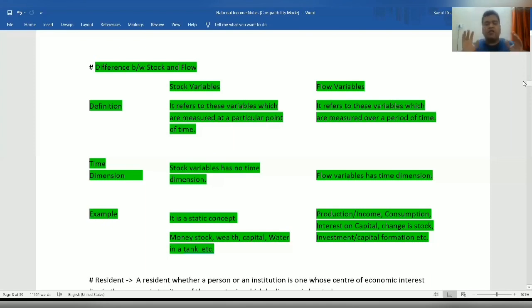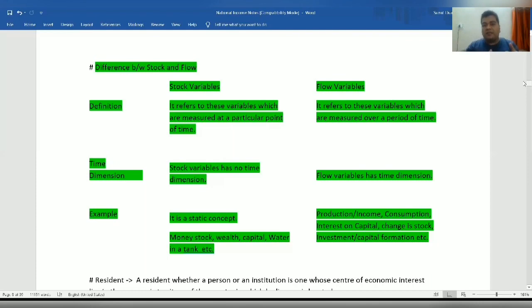For example, if I talk about income, income is a flow variable, but why? Because income is measured over a period of time. Monthly income, yearly income, weekly income, daily income. It has a time dimension, over a period of time. That's why they are called flow variables. ठीक है? Consumption, yearly consumption, monthly consumption, daily consumption, they are called flow variables.